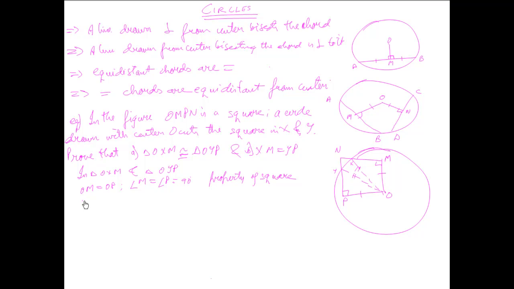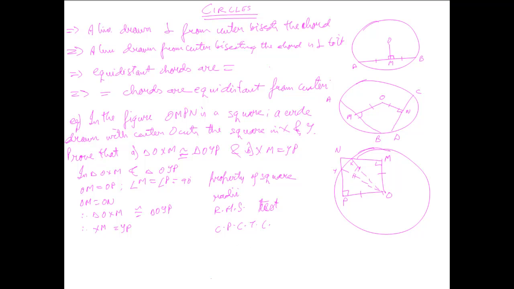Third thing, children, OM is equal to ON, radii. Therefore, children, triangle OXM is congruent to triangle OYP. So I write right angle hypotenuse side test. Once we've got this, children, we can state the second part also. That's XM is equal to YP. Corresponding parts of congruent triangles are congruent.